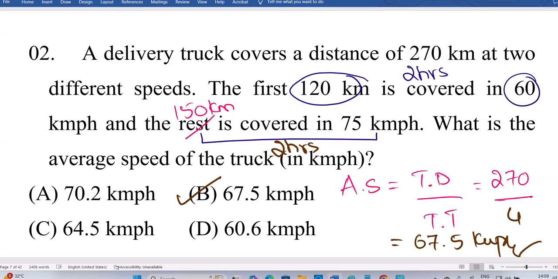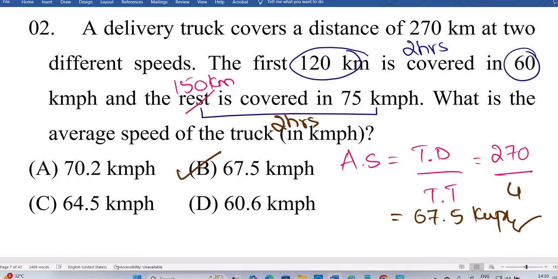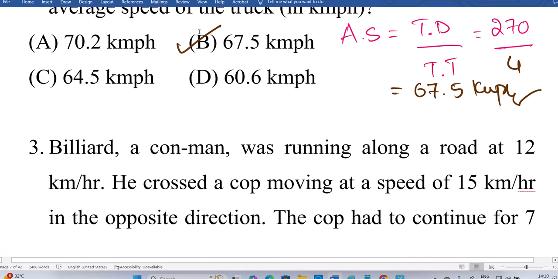Average speed 67.5 kilometer per hour. Total distance divided by total time. Next one. Yeah, this question.